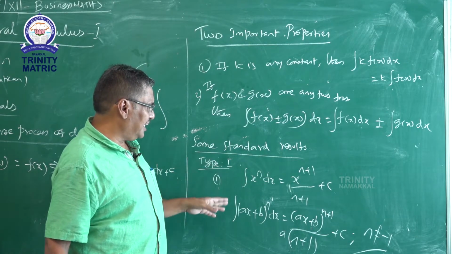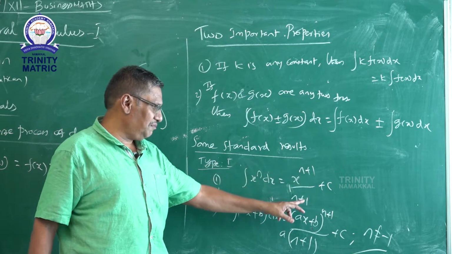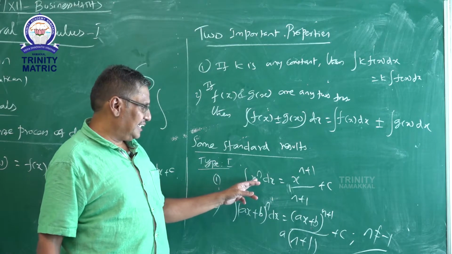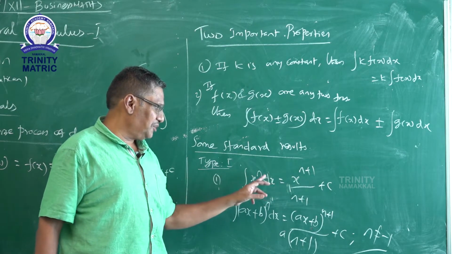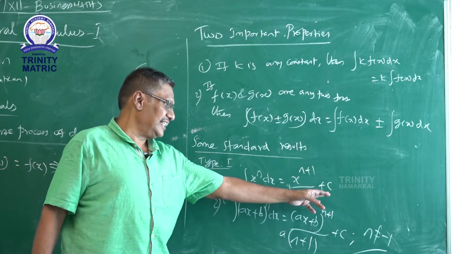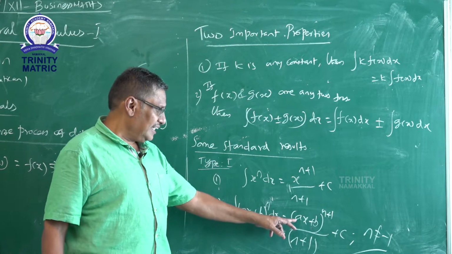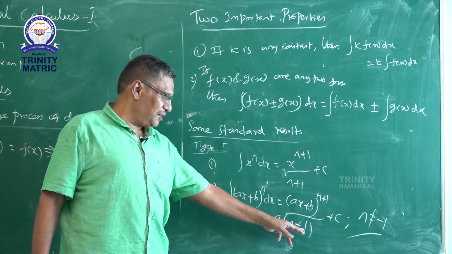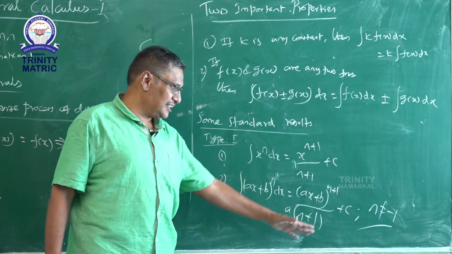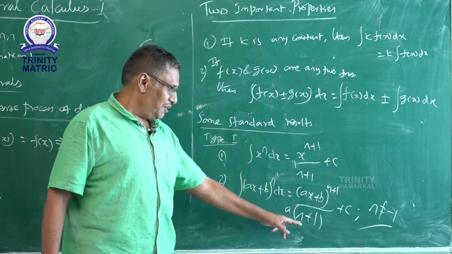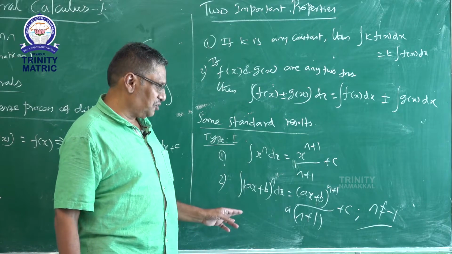There are two results we use in this exercise. What are they? First formula: integration of x power n dx is equal to x power n plus 1 by n plus 1, plus c. When you integrate x power n, you add 1 to the power, put the same new power in the denominator, and add the integral constant. Likewise, another formula is integration of ax plus b whole power n dx is equal to ax plus b whole power n plus 1 by a into n plus 1, plus c, where a is the coefficient of x. Here n should not be minus 1. Why? When we put minus 1, the denominator becomes 0, and a zero denominator is not defined. So n should never be minus 1.